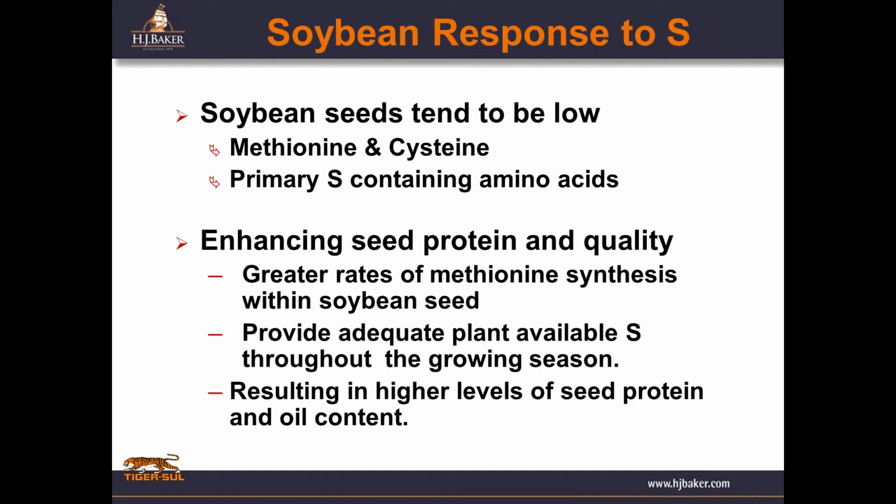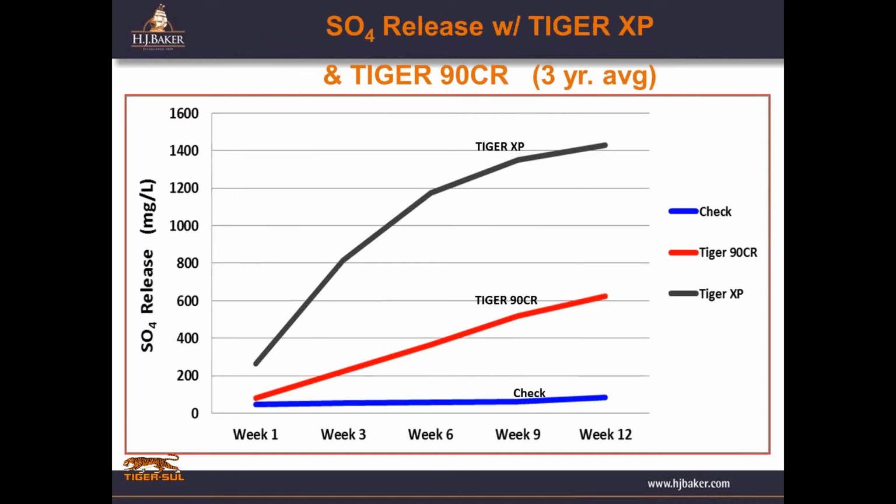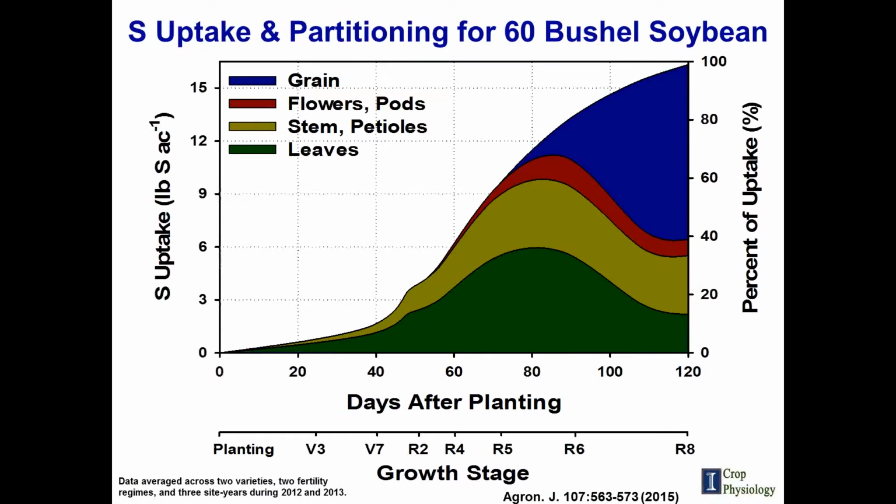This is a result from a trial that H.G. Baker conducted over a 3-year period, evaluating our products and the release of sulfur. As you can see, even after 12 weeks, I'm still seeing an increase in the release of the sulfate between the two products. So keep this graph in mind as we move forward. Looking at another graph from research conducted at the University of Illinois in partitioning the sulfur uptake for 60 bushel soybeans.